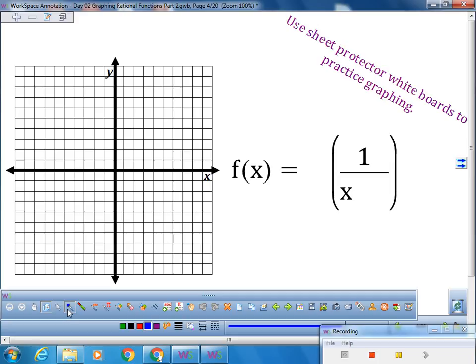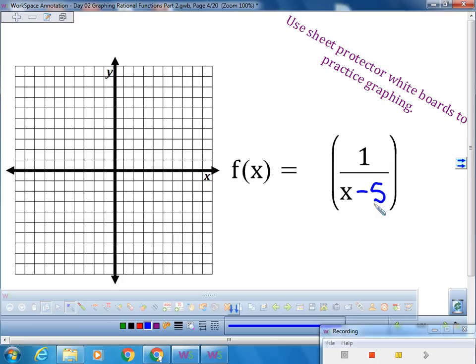All right, let's graph 1 over x minus 5. Show me that. Show me. I'm going to pause it. Okay, so we're at about 90%.